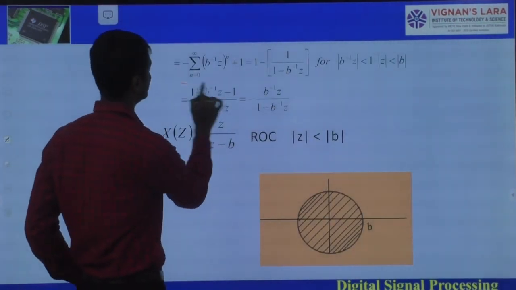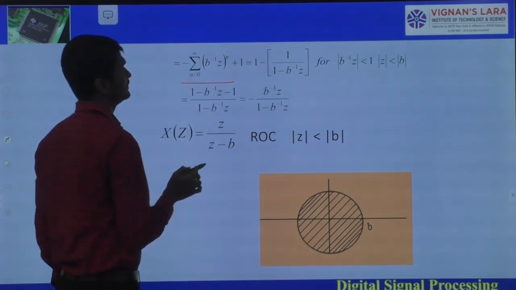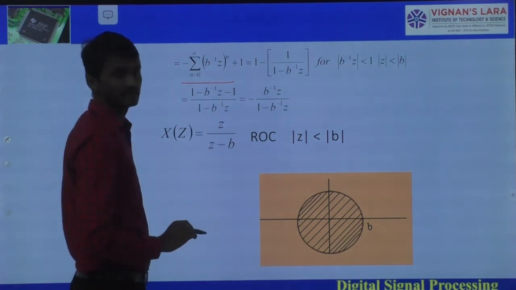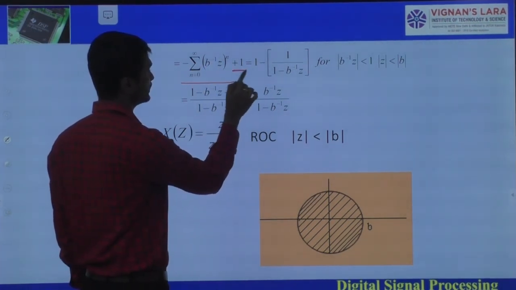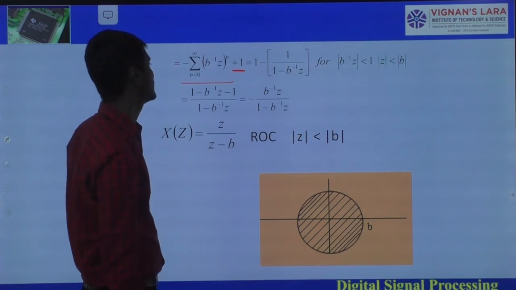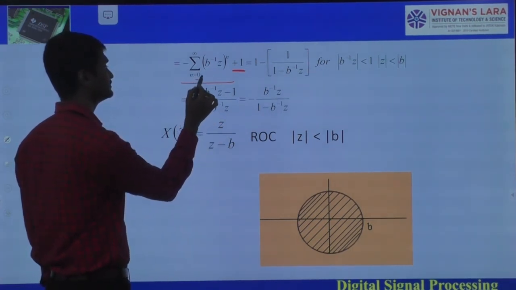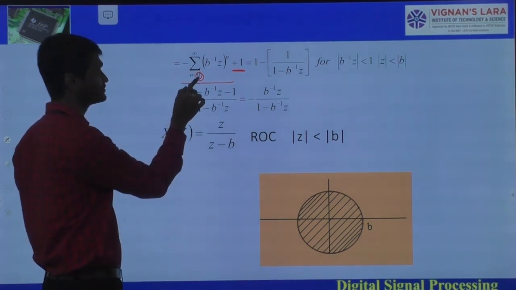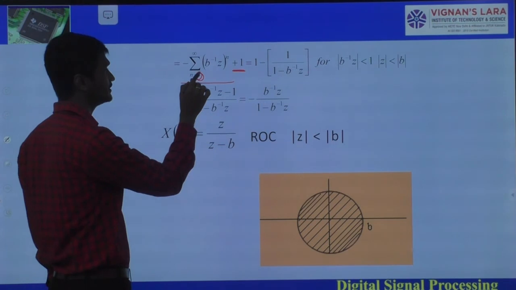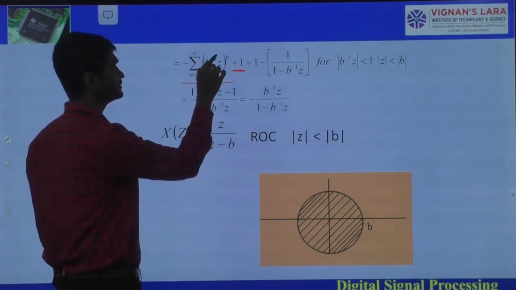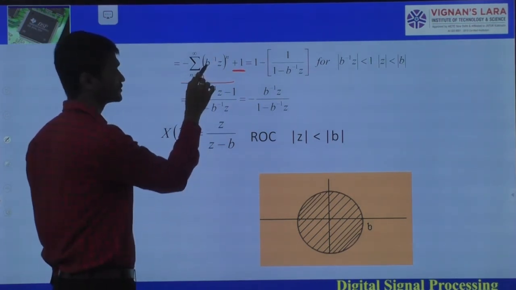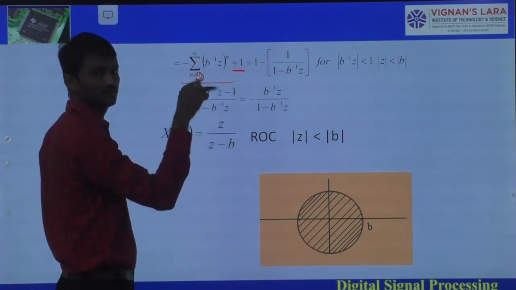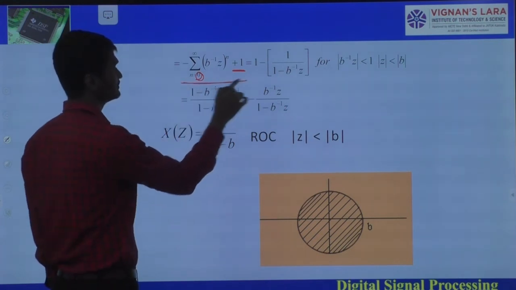So here it is minus sigma n equals 0 to infinity b power minus 1 z power n plus 1. I am going to add 1. Why? Because earlier the limit was from minus 1 to infinity, and now the limit is 0 to infinity. If we include 0 here, b inverse z power 0 is 1. So we have added 1, that is minus 1 we have added, so plus 1 will make it 0. There is no change in the expression.